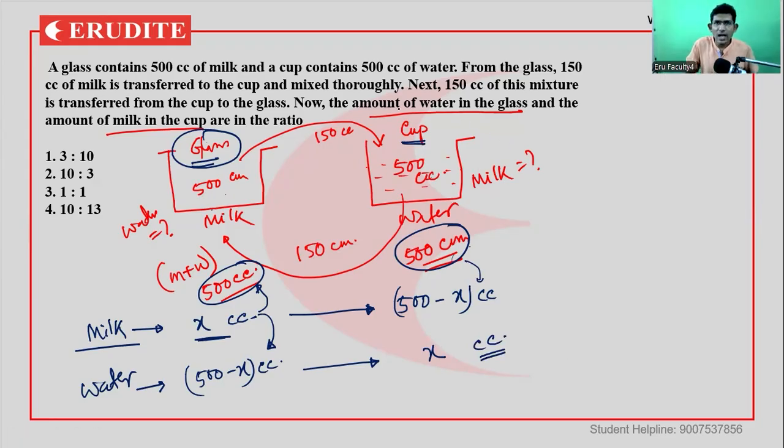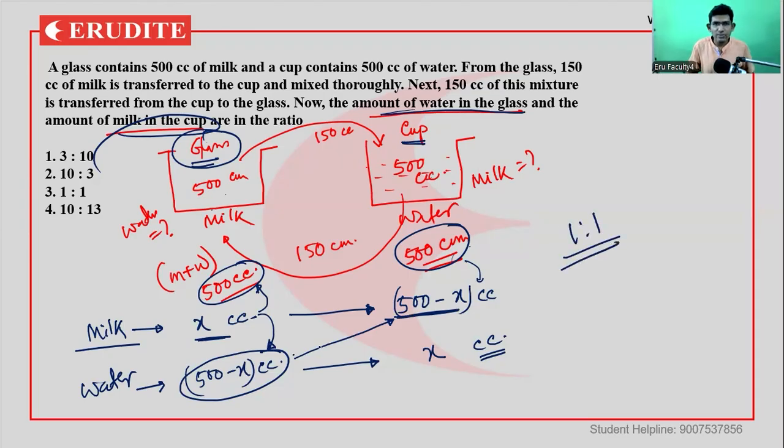Now what do they want? I want the amount of water in the glass. So what is the amount of water in the glass? Which is 500 minus x. And the amount of milk in the cup is also 500 minus x. That means they are in equal proportion. So 500 minus x is to 500 minus x. The ratio will be the same, or 1 is to 1. Right? So basically you do not need any calculations if you apply this logic.